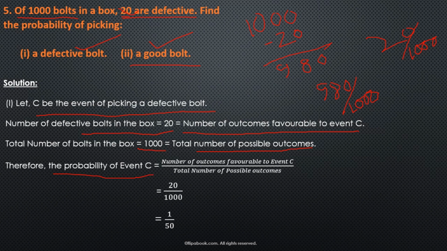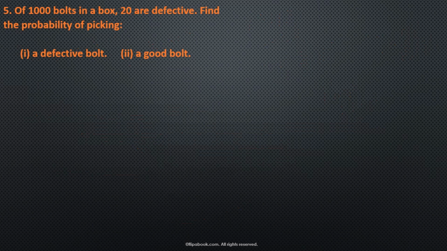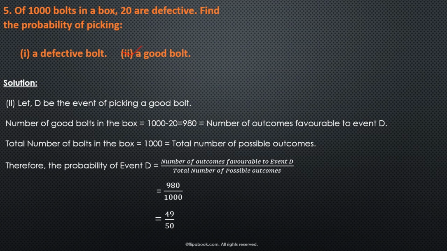Okay. Next, the good bolt. First of all, we have to calculate the number of good bolts. It is 980, the number of outcomes favorable to event D. So here we have a total of 1000 bolts. This is the total number of possible outcomes. The probability of event D is going to be the number of outcomes favorable to event D divided by the total number of possible outcomes. Now replace the value, cancel out the common factor. This will give you 49 by 50 as your answer.